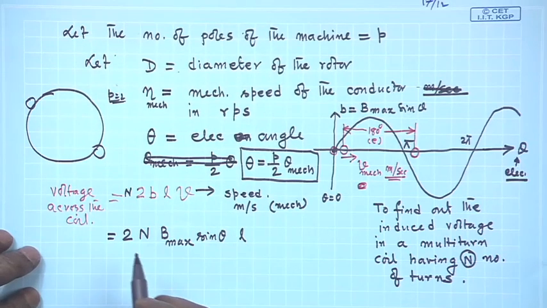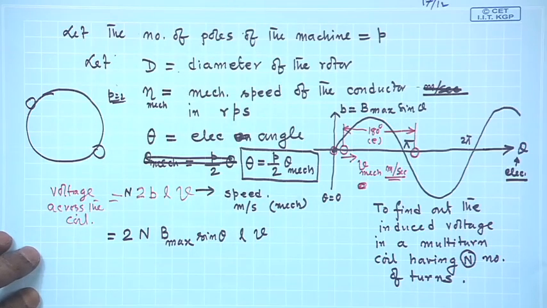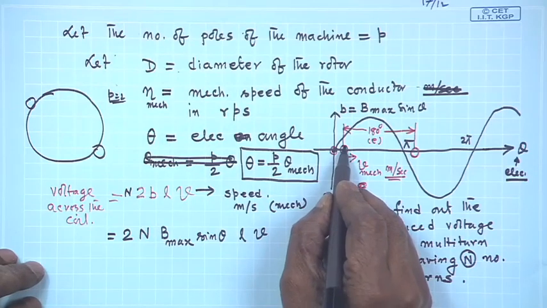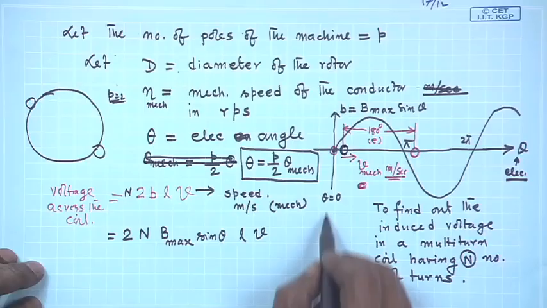The velocity V, it is like this. Now, suppose the one coil side was at t equal to 0 occupying this position.